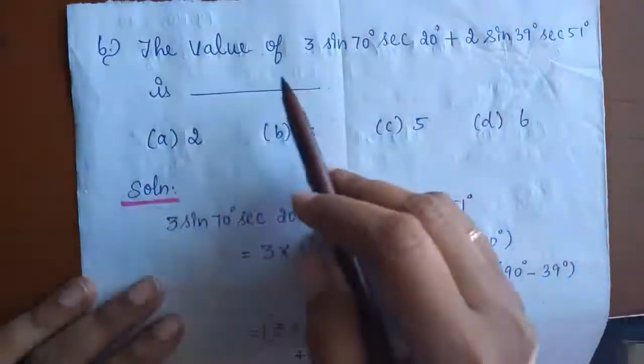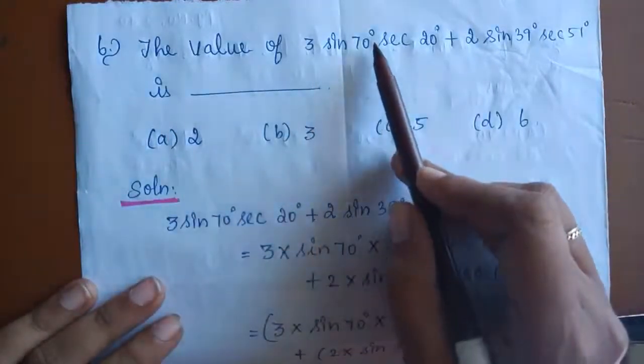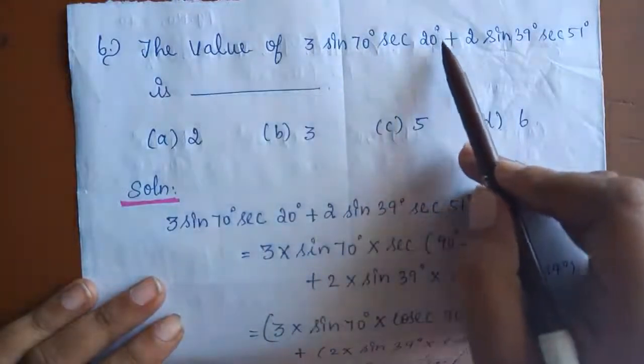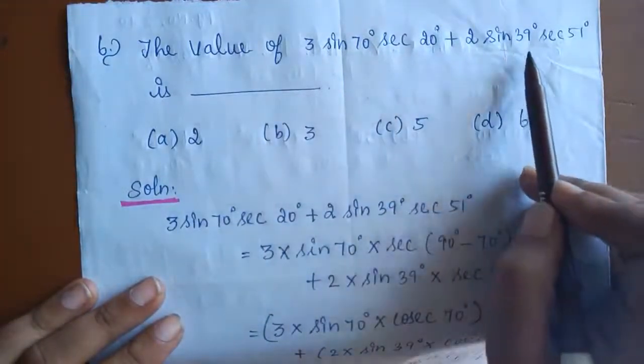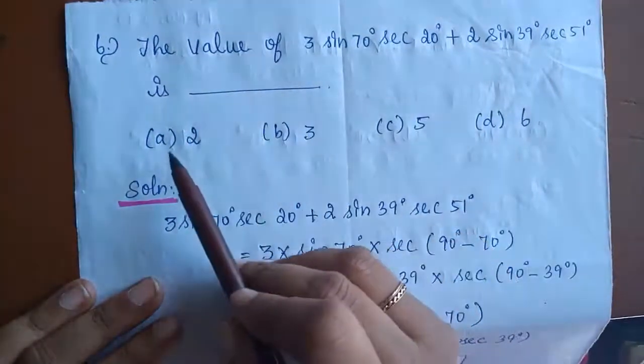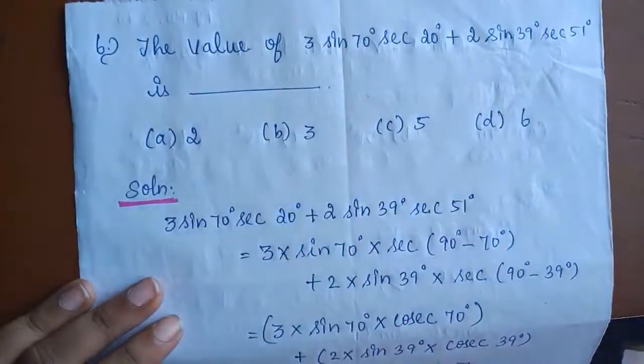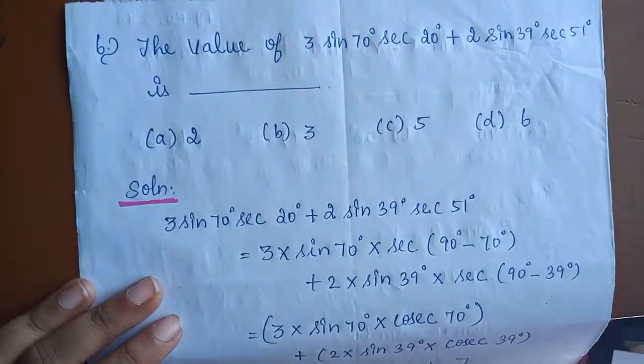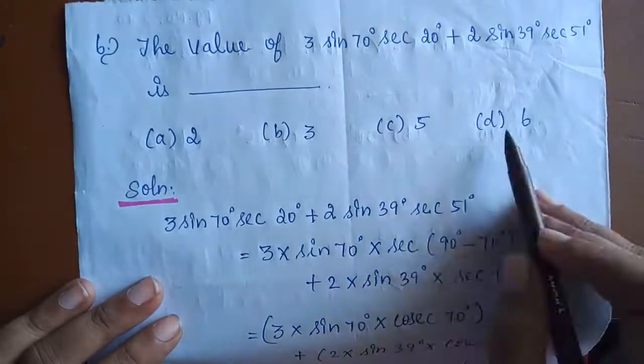Question number 6. The value of 3 sin 70 degree secant 20 degree plus 2 sin 39 degree secant 51 degree is dash. Option A 2, option B 3, option C 5, option D 6.